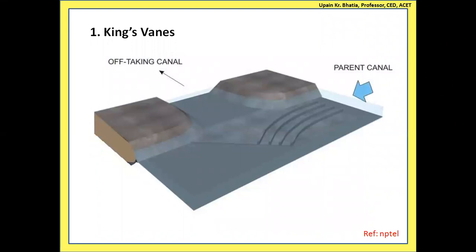So this is the 3D view diagram of these King's vanes, which is taken from the NPTEL site. I have written the reference over here that it is taken from the NPTEL site; it is not created by me. Here the parent canal is there, and this is a diversion with a smooth entry towards this off-taking canal. Water is going there also. And what you can see is a series of thin walls of some height.